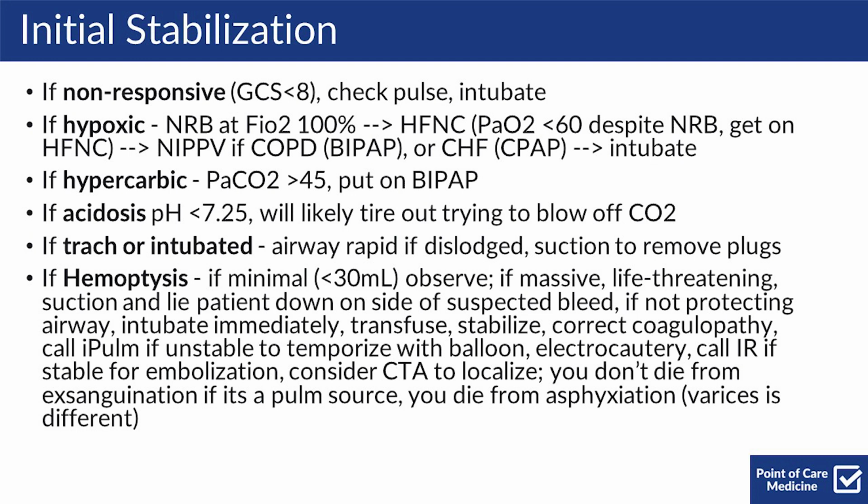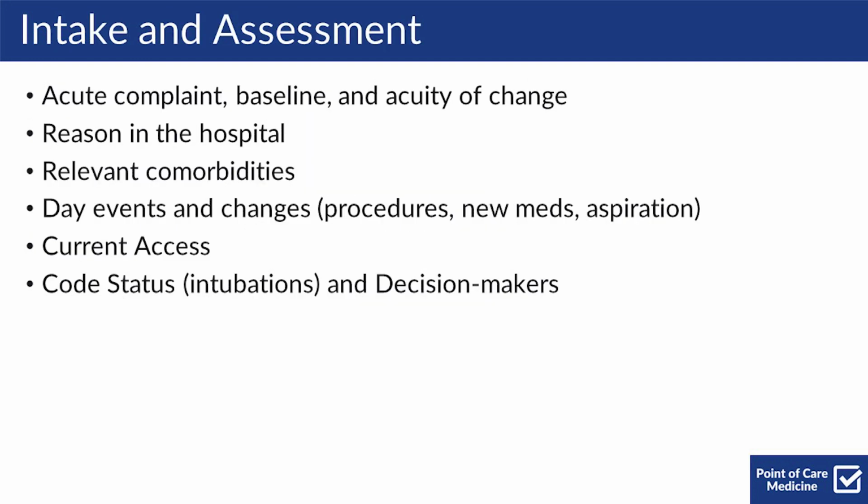Get IPULM involved if the patient's unstable to consider temporizing with a balloon or electrocautery. IR might be needed to do an embolization, and you might need a CTA to localize the source of the bleed. You do not end up dying from exsanguination if you're bleeding from a pulmonary source. Instead, you die from asphyxiation, and this is notably different from a bleed from a varices in a patient with cirrhosis.